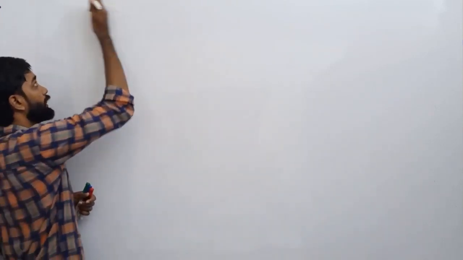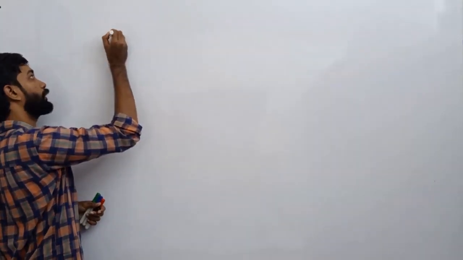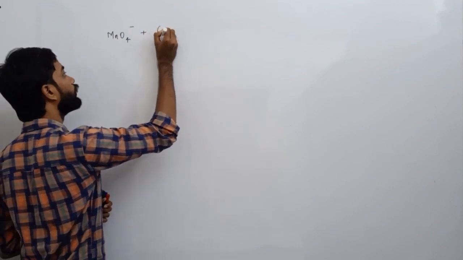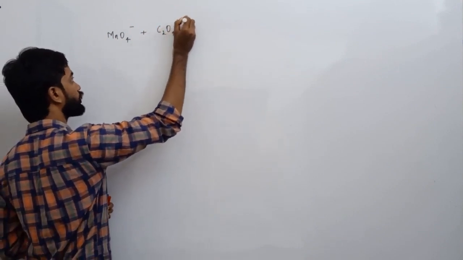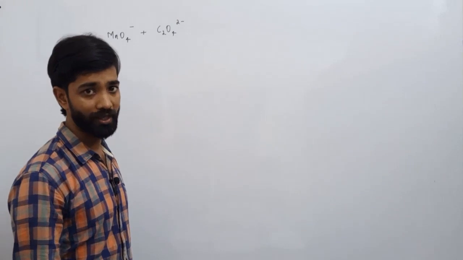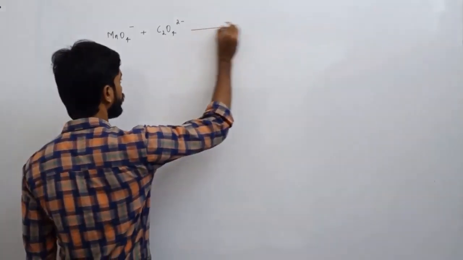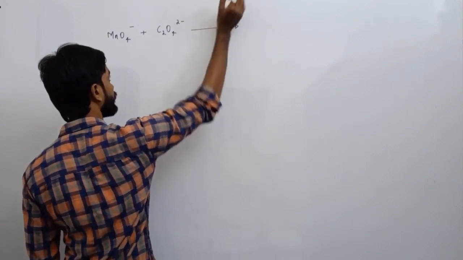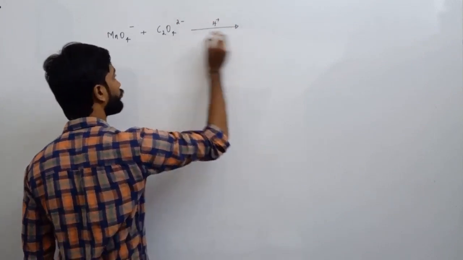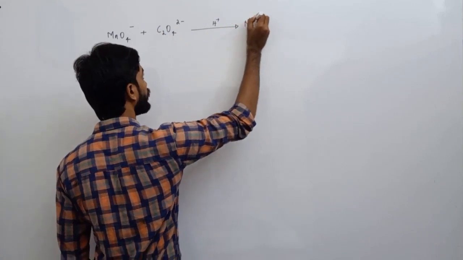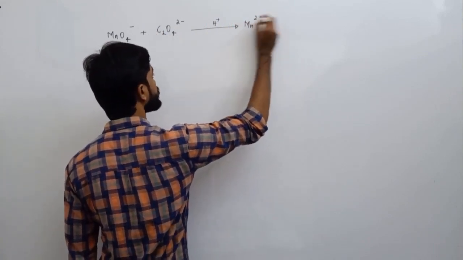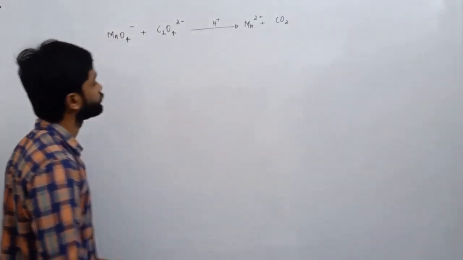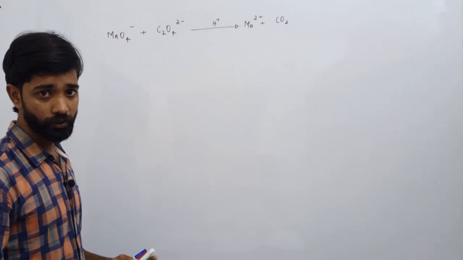Okay, so moving to the next example, that is potassium permanganate titrated against oxalic acid, or simply oxalate C2O4 2-, in acidic medium. So MnO4 minus becomes Mn2 plus and C2O4 becomes CO2. Ready? Fine. So this is a skeleton reaction.